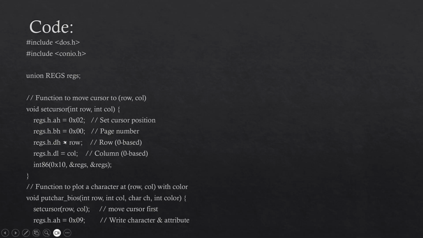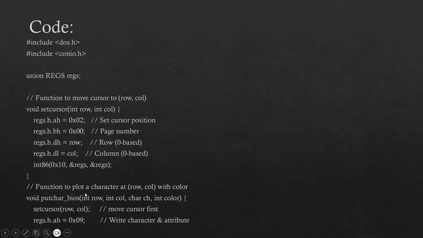DH is equal to row. DH will store the row number and DL will store the column number. Here we are calling the int86 function, which calls the interrupt 10h, passes these register values and also stores results back in these register values. It takes the interrupt number 10h, that is the BIOS video interrupt.